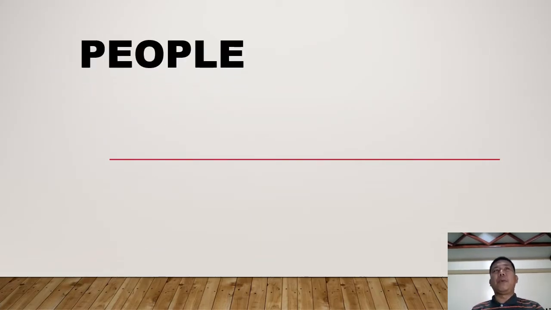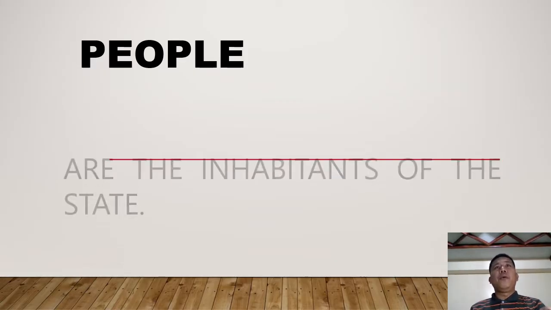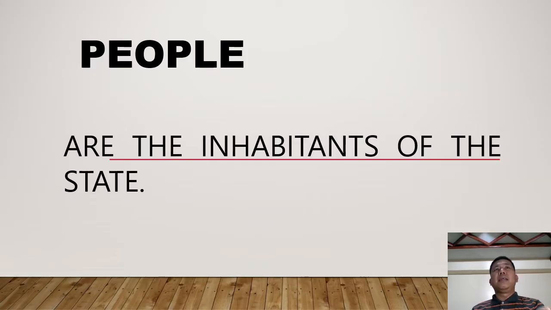So what is people? When we say people, these are the inhabitants of the state. You and I belong to this element. We belong to the people of the state. We are the inhabitants of the state. So when you ask, what is the first element of the state? The first element of the state is people. And when you are asked, who are these people? They are the inhabitants of the state.